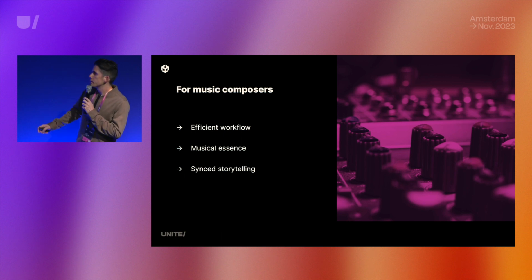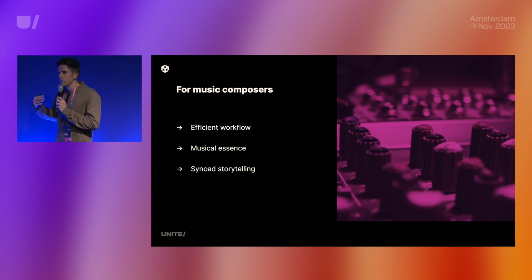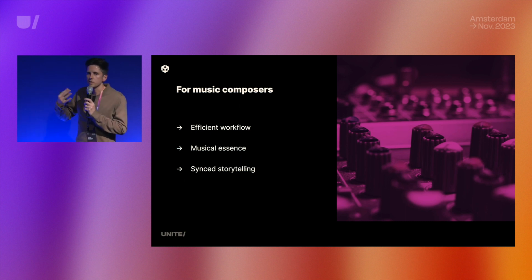And you can finally have storytelling moments that you can actually conceive as a composer, so you know whenever this parameter hits, it's going to sound like this, and you can actually design the music around things that's actually going to happen inside the game.